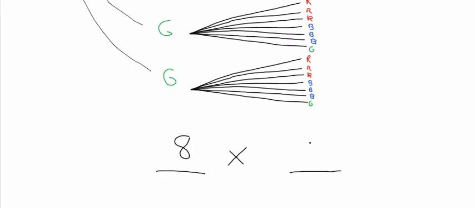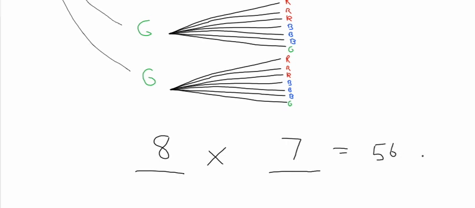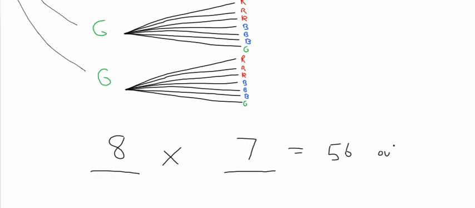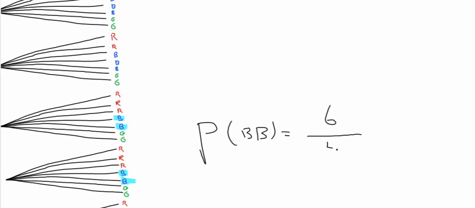But when you remove a marble, you don't have 8 possibilities anymore. You only got 7. So we're going to have to do 8 times 7. There are 56 total outcomes here. And that needs to be our denominator for this problem. So it's 6 out of 56.